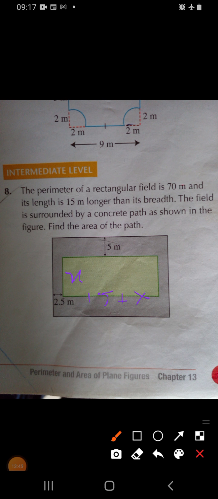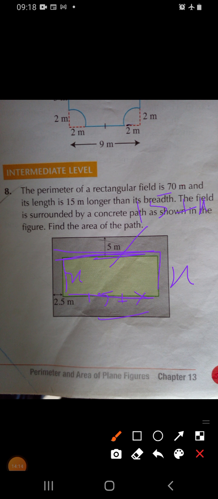The value of x we can simply find by using the perimeter, because the perimeter is given. So we know that perimeter means this side. If we add all the boundaries, so if this one is x, this is also x, and if this one is 15 plus x, this length is also 15 plus x.